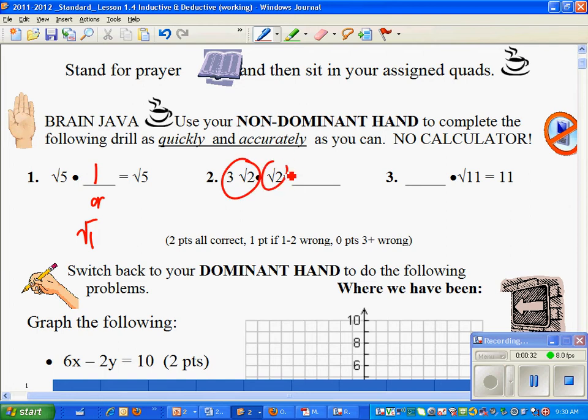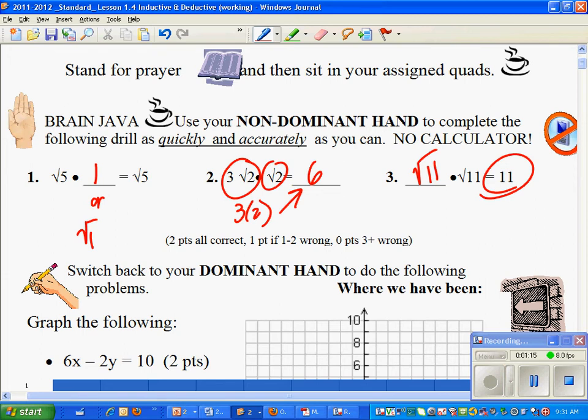3 root 2 times root 2, that's 3 times 2, which is 6. Then here, any radical times itself is just the number on the inside. What I want you to do here is start with 2 points and take a half point away for what they got wrong. So basically, if they got all 3 wrong, they still get a half a point. If they got one wrong, we're only starting with 2 points. So it's plus one.